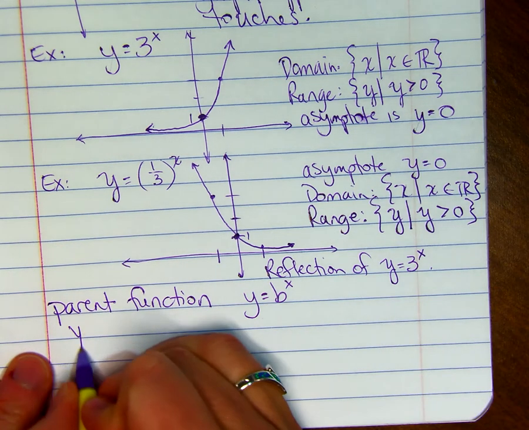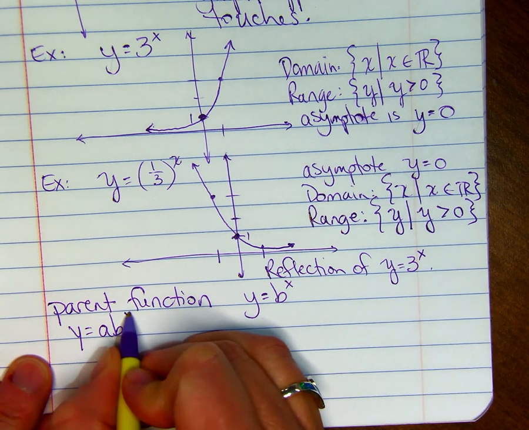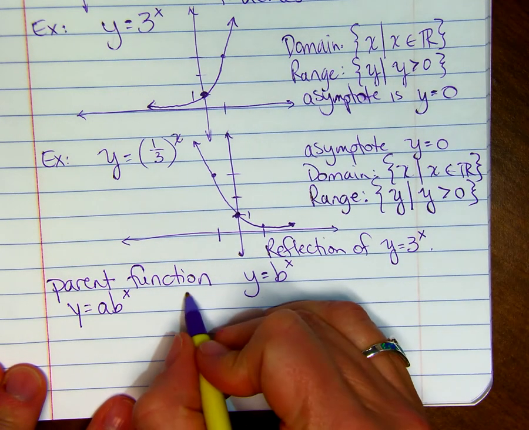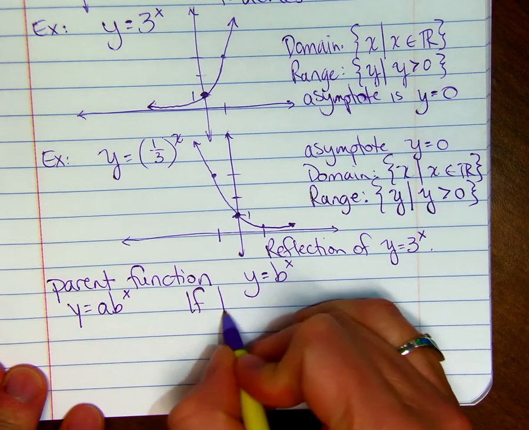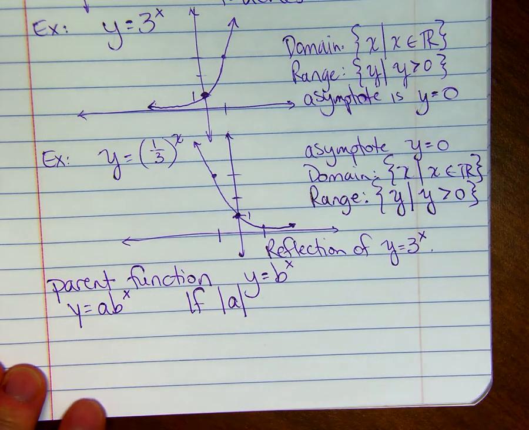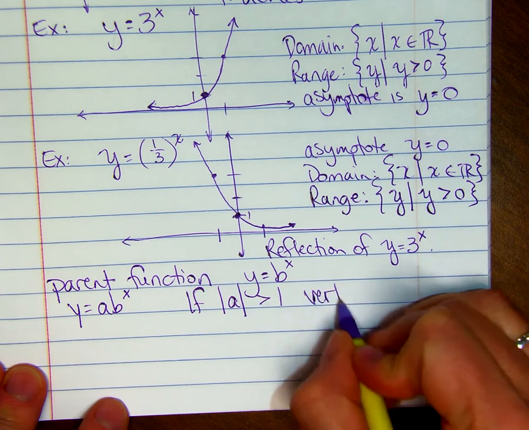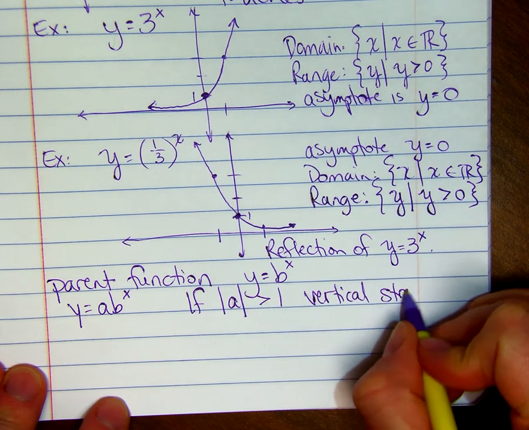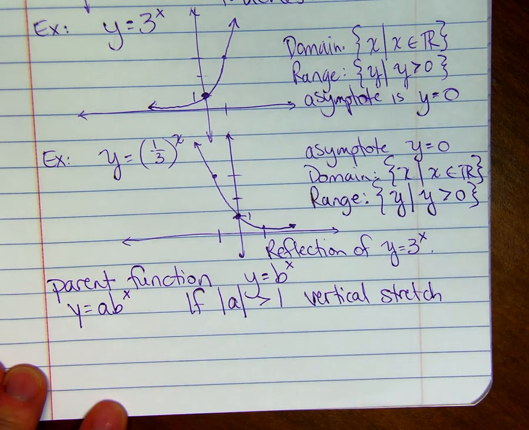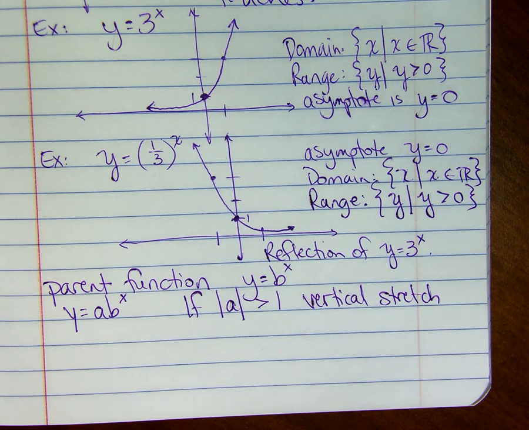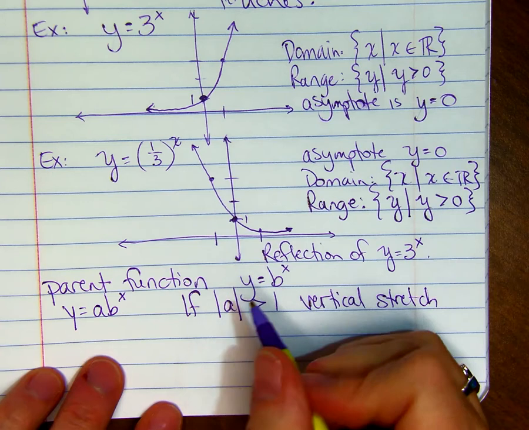So if we are looking at y equals a times b to the x power, if the absolute value of a is greater than 1, there's going to be a vertical stretch. So it's going to be closer to the y-axis.